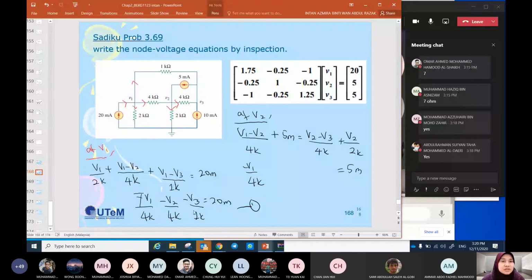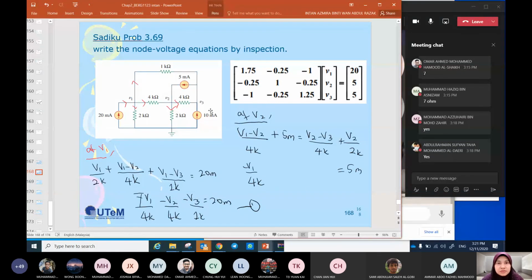Now we go to the second equation, the second node at V2. Up to you, you can specify the arrow of current, but the equation must follow the arrow of current. You can make it enter the node, or you can make it leave the node. At V2, V1 minus V2 divided by 4K plus 5 milli entering the node equals the current leaving the node, V2 minus V3 divided by 4K plus V2 divided by 2K. And we simplify.